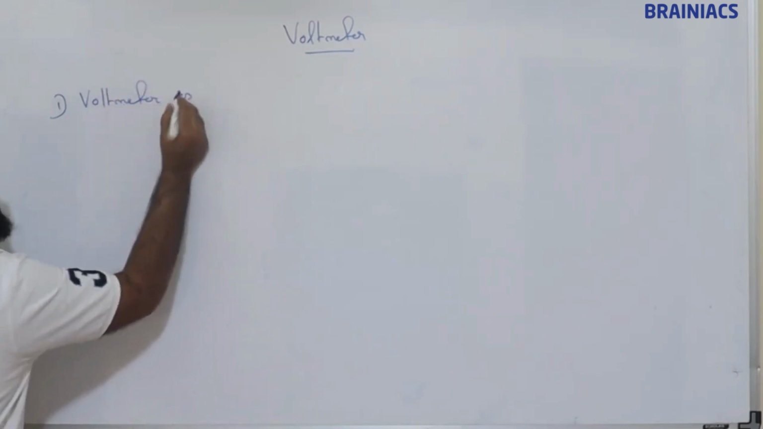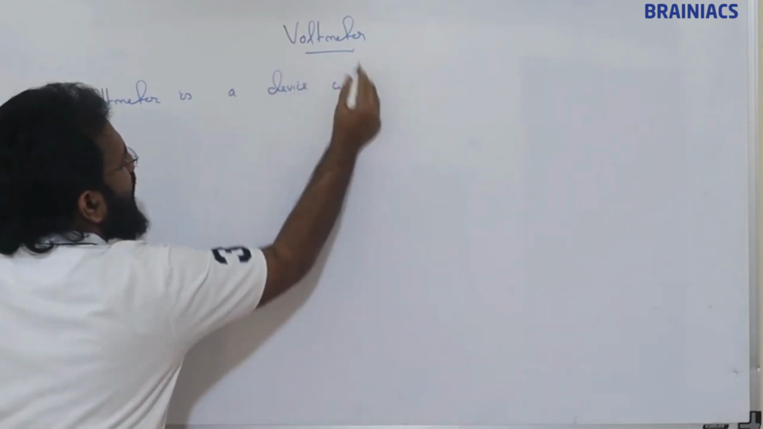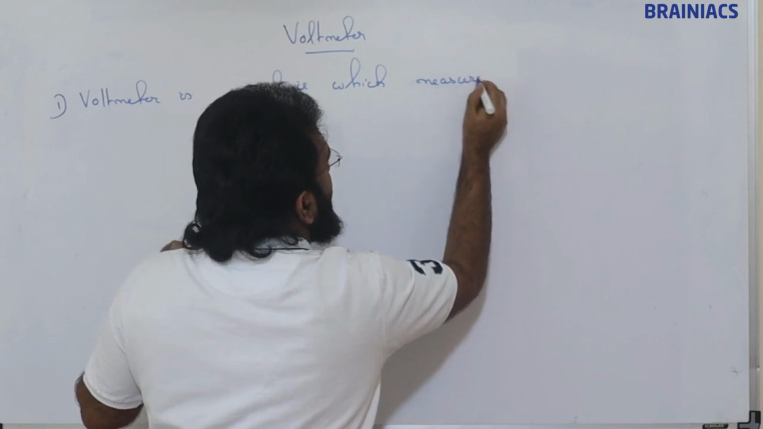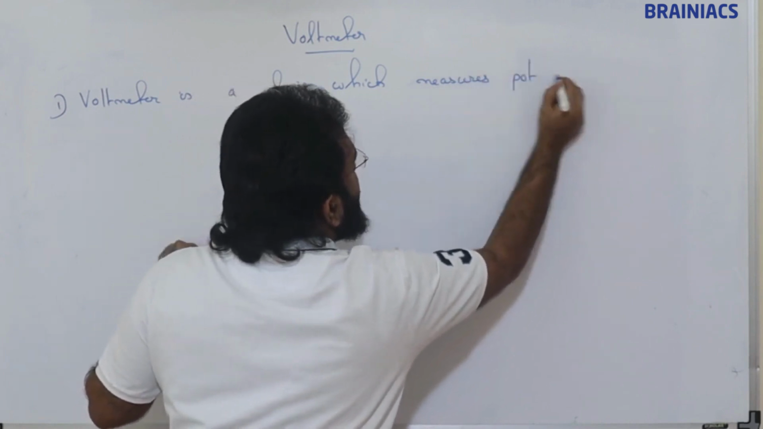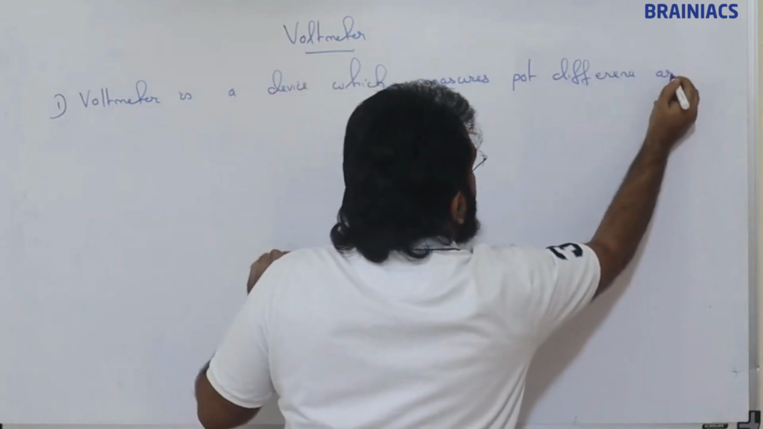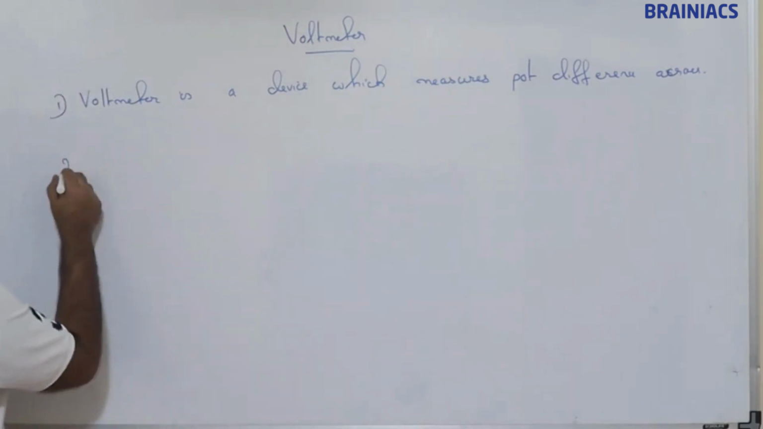Voltmeter is a device which measures potential difference across 2 points in a circuit.